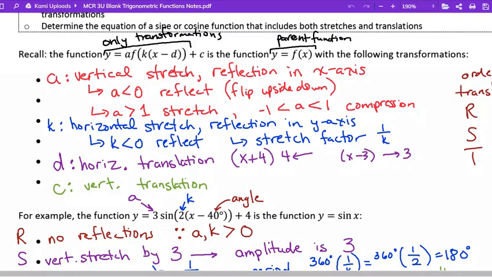No, it'll be negative. So if it's to the left, it'll be negative. It will say x plus 90, but d is negative. Okay.